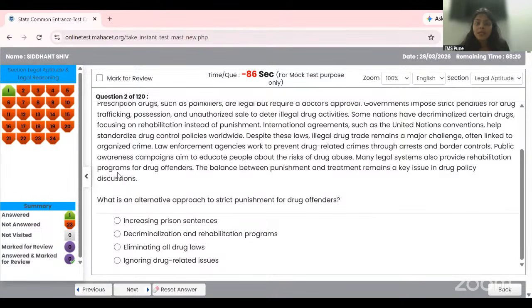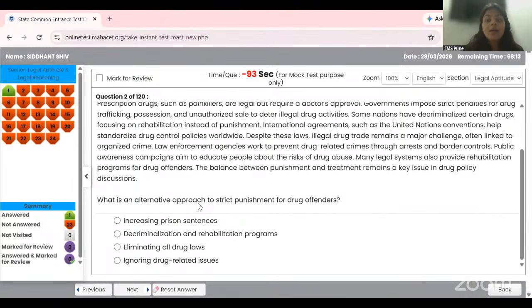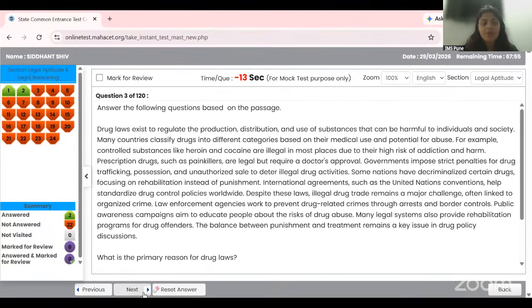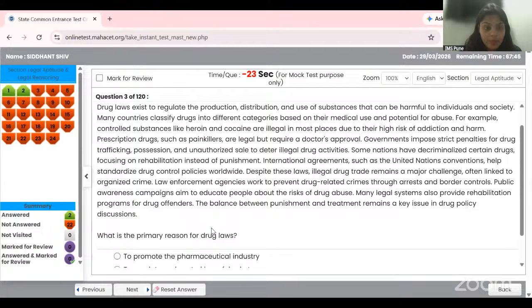On one hand there is strict punishment, but on the other hand there are other legal systems which are also focusing upon rehabilitation programs. So here we will write this answer as decriminalization and rehabilitation program. That is going to be my second answer. Is it clear? That is how you read the passage simultaneously and figure out the answers. Because for MHCET papers specifically, trust me when I say this, you will get all your answers from the passage itself. So make sure that you're keeping the passage as your Bible.